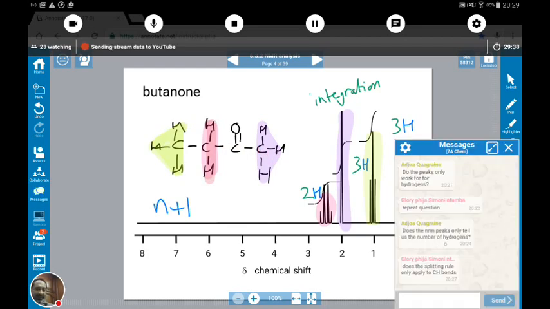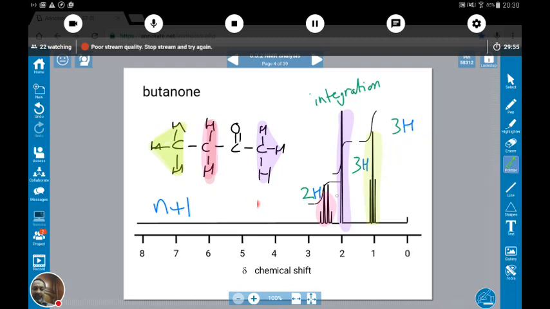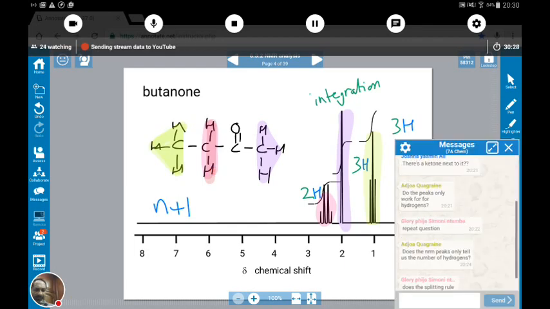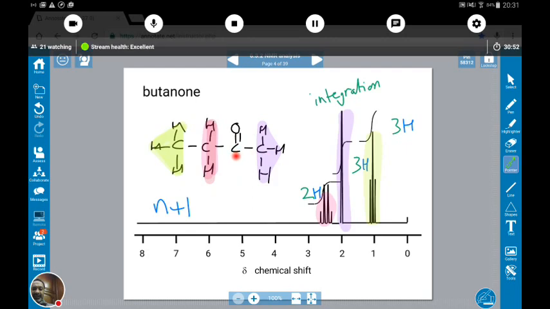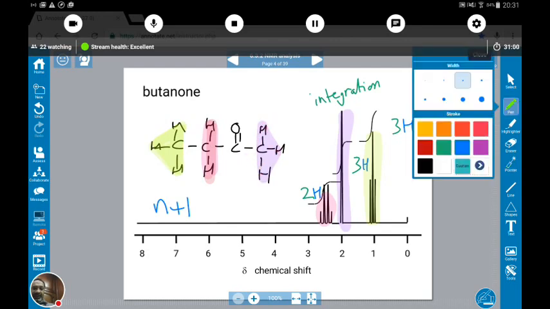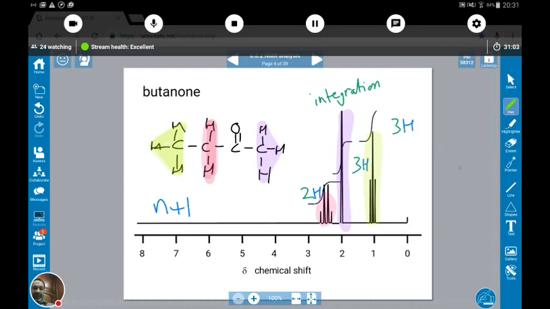Does the number of peaks only tell us the number of hydrogen environments? The height of the peaks, or the integration of the peak area, tells us the number of hydrogens in each environment. Two groups in the same molecule can be the same groups, but they don't have the same neighbors. This has a C double bond O neighbor. This is a CH2 neighbor. So therefore, this set of hydrogens is different to this set of hydrogens. However, if I had a different molecule, with two CH3s at the end, they would be exactly the same because they have the same neighbor next to them, and the neighbor that I'm talking about has a C double bond O.